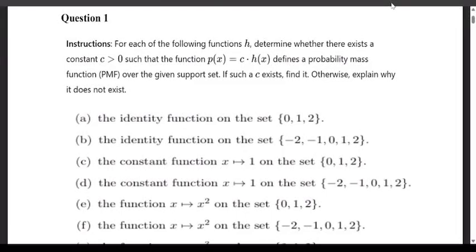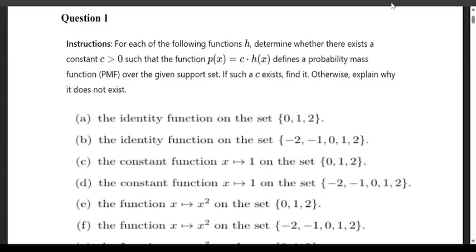Okay, for each of the following functions H, determine whether there is a constant C greater than zero such that the function P of S equal to C H of S defines a probability mass function, PMF, over the given support X. If such a C exists, find it. Otherwise, explain why it does not exist.